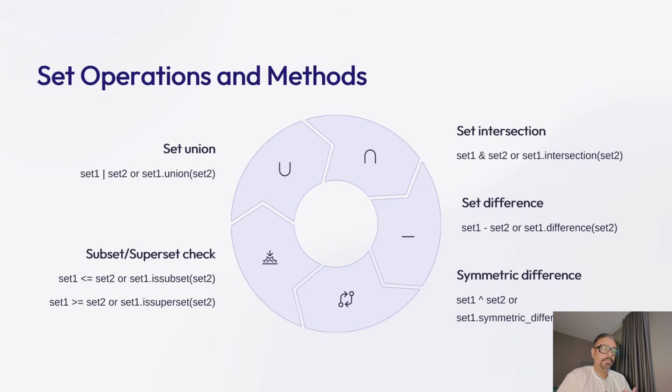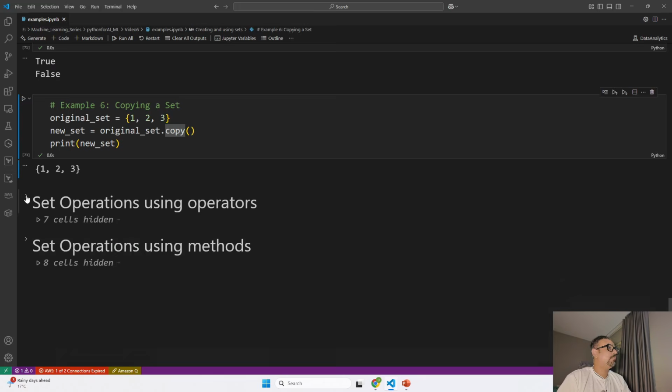These operations are especially useful in data pre-processing and feature engineering. For example, intersection can help identify shared features across datasets, while difference can highlight new or missing attributes inside the dataset. Best of all, set operations are both intuitive and computationally efficient compared to other data types, making them ideal for large-scale data tasks. So let's go ahead and see how set operations work.